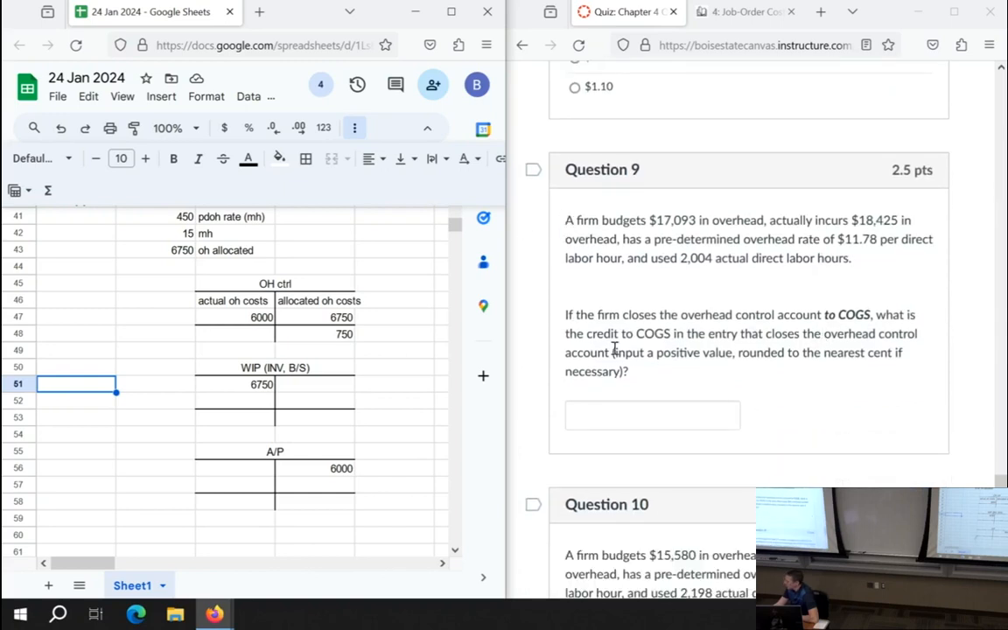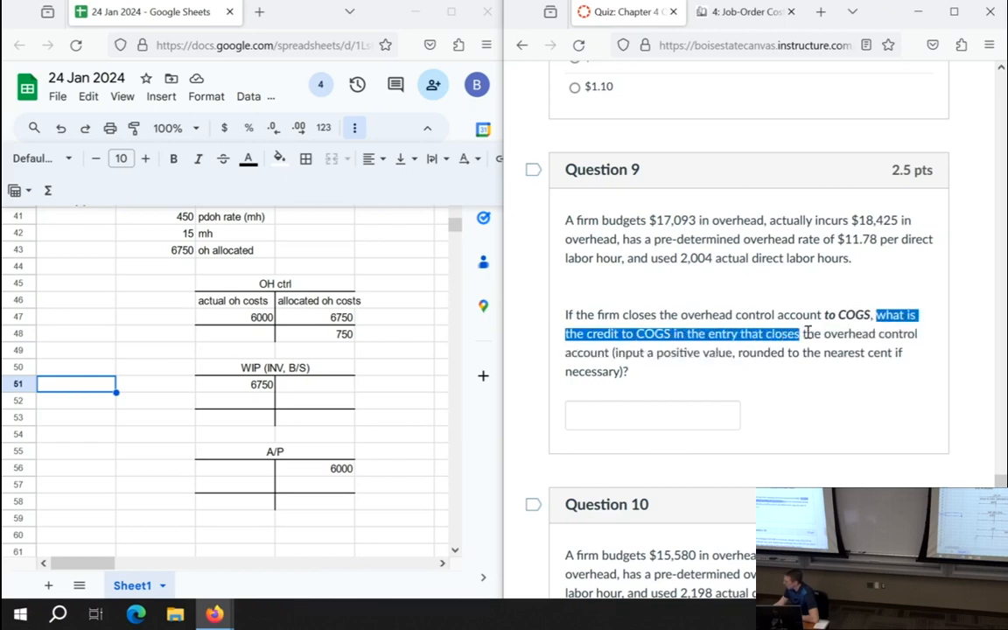So great. This one is asking, let's see the question stem here. If the firm closes the overhead control account to COGS, so some versions of the questions probably say ratably and give you information to do it ratably, what is the credit to COGS in the entry that closes the overhead control account? So we have some journal entry to close the overhead control account to cost of goods sold. It's going to be a credit to COGS, which means we have a debit balance in overhead control. We under-applied.